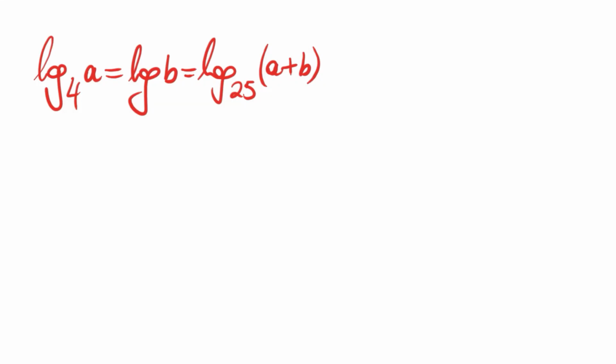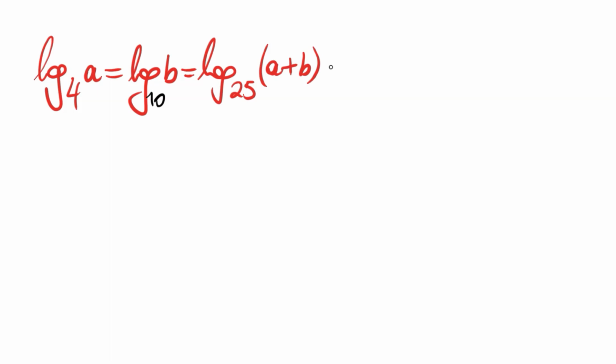We have a nice system of logs today. Log base 4 of a is equal to log b, and that is also equal to log base 25 of a plus b. We want to solve this system for a and b. Now my friends, the bases are different here. That is 4, 10 and 25. Let me just show you a simple solution.